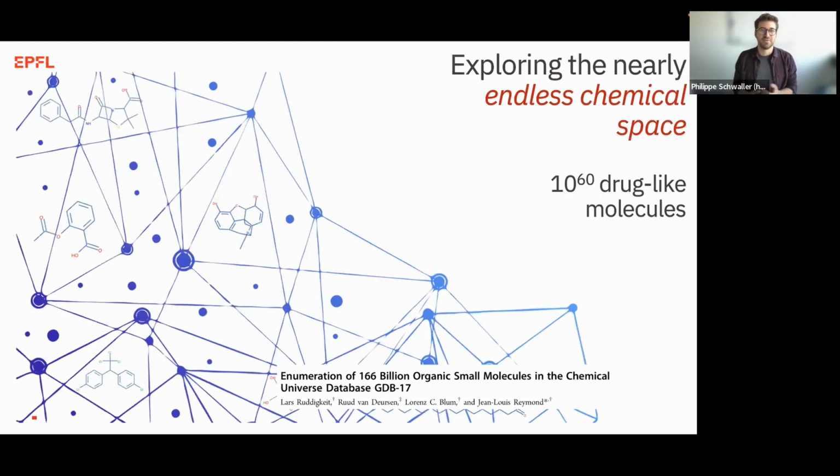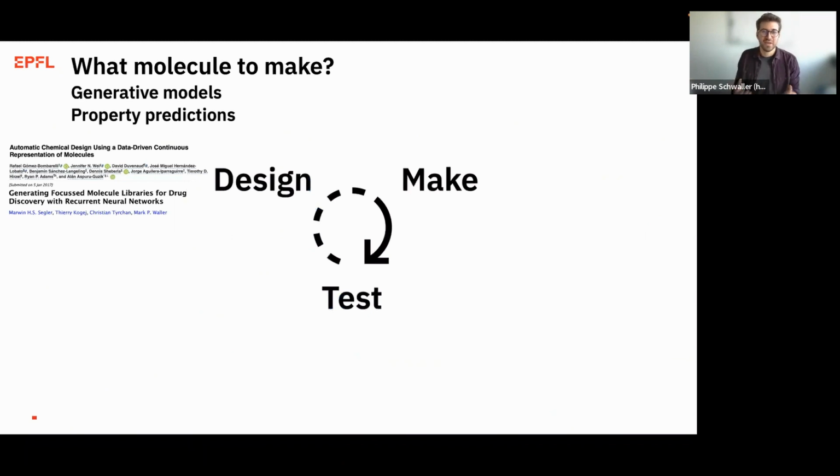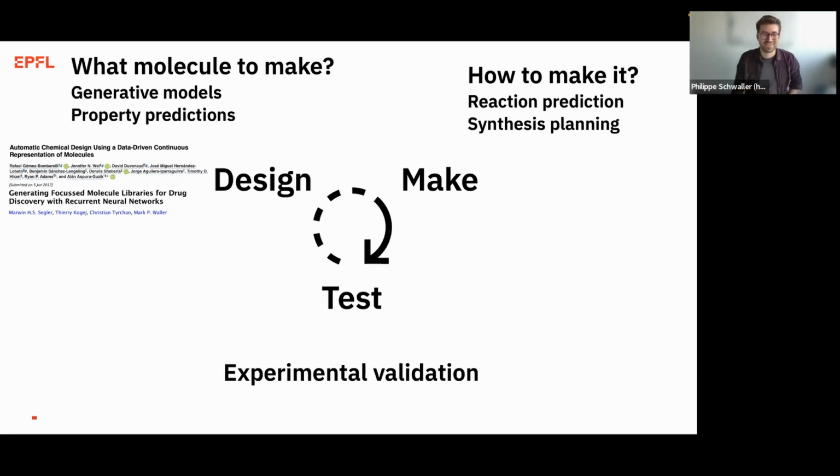You probably all know that we have a nearly endless chemical space to explore. If we take drug-like molecules as an example, the number is estimated to be 10 to the power of 60. This is a typical molecular design cycle where we first ask the question, what molecules do we want to make? We can use generative models or property prediction models, and we have seen a lot of work from Mila in this direction. The end goal is the experimental validation. We would really like to make those molecules in the lab and measure the properties. But this is often not done in machine learning papers because the make part is not that simple.